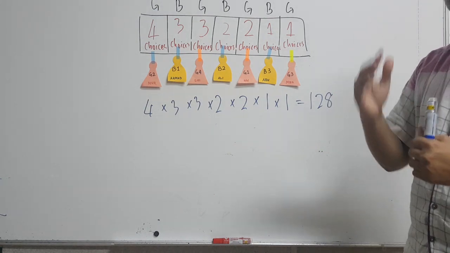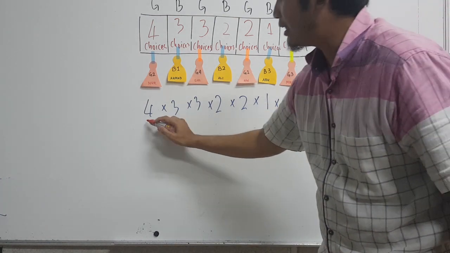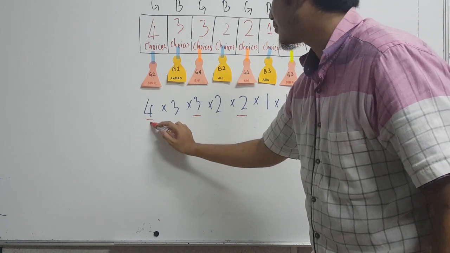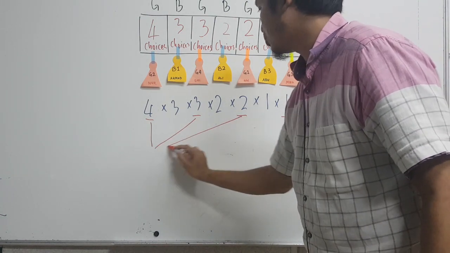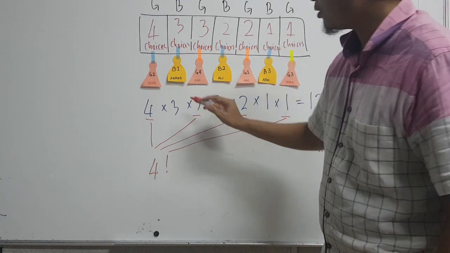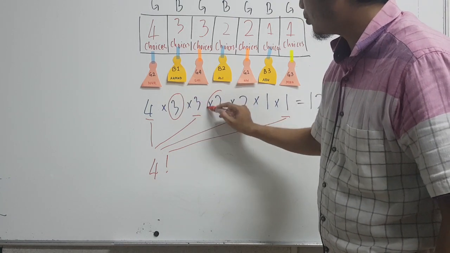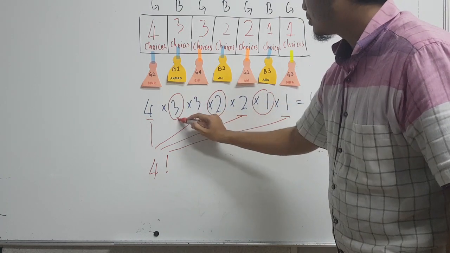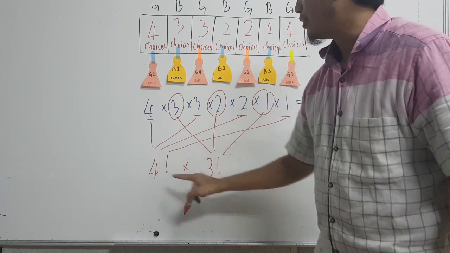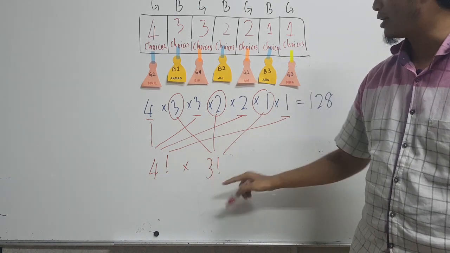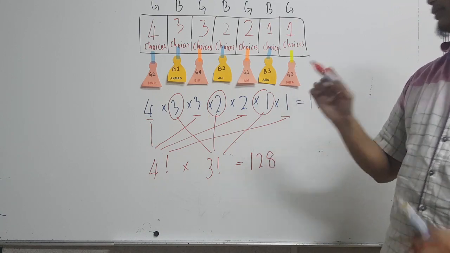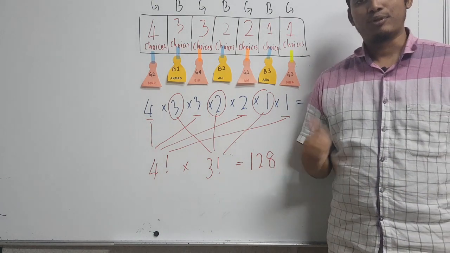Or we can use factorial. How? You see here, 4 times 3 times 2 times 1, meaning that 4 factorial. Or 3 times 2 times 1, so here is 3 factorial. So 4 factorial times 3 factorial is equal to 144. Okay, good.